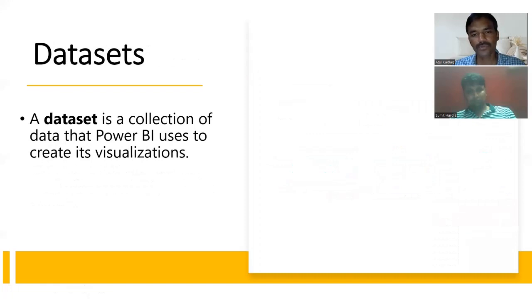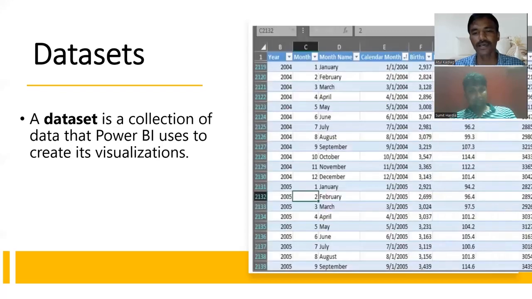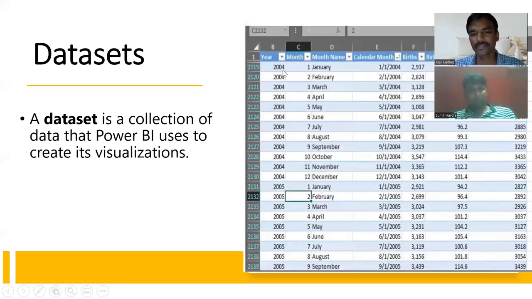Now, the second component is the data sets. Visualization is the front end; a data set is the back end, which is a collection of data that Power BI uses to create its visualizations. The visuals we just saw in the previous slide are connected to data sets. In data sets we create a data model, relationships, and many other things. This generally consists of tabular data, where there are different columns and different values. Basically, dimension and fact table data is what a data set consists of.